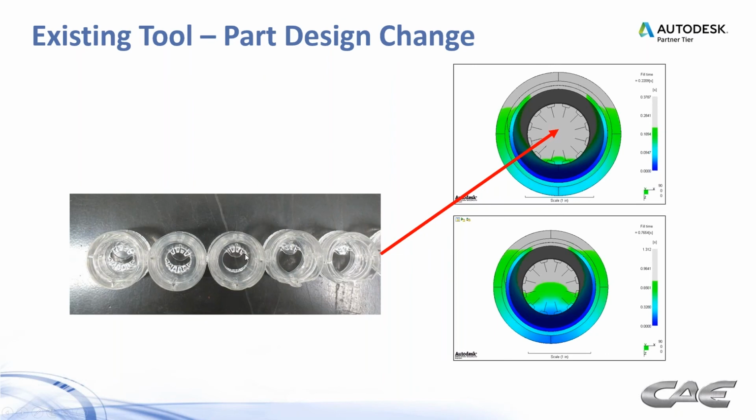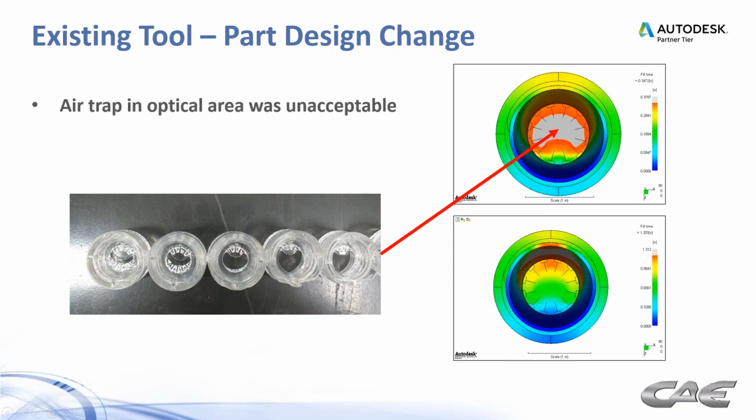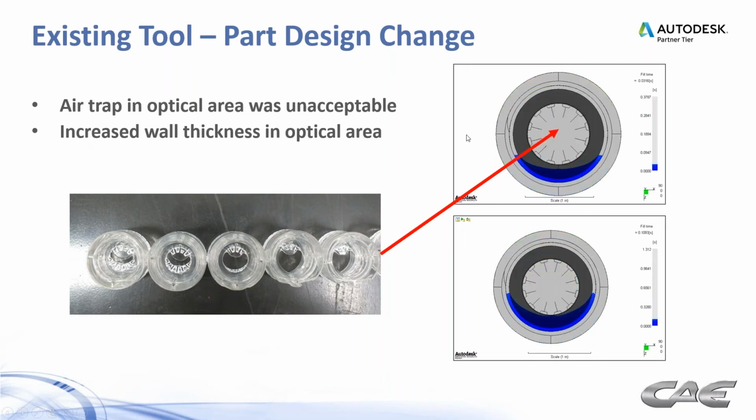This was another case for an existing tool. We had a part design change in this case. This air trap in the optical area was unacceptable. So we increased the wall thickness in that optical area as much as they would allow it. So the air trap was moved to an acceptable area.